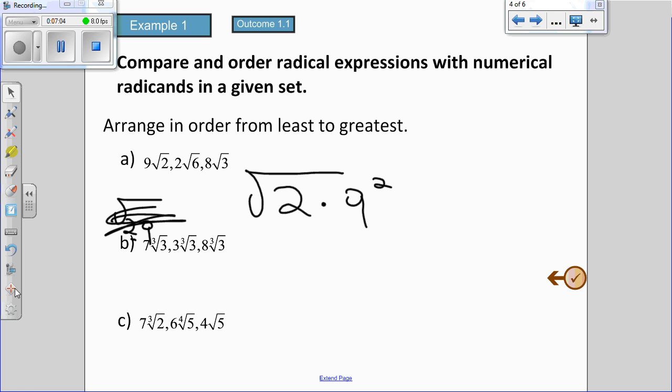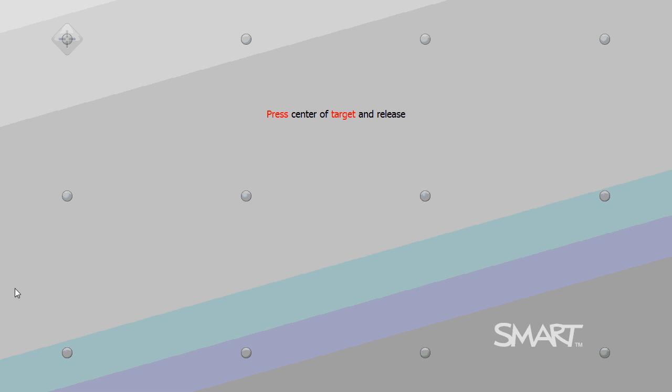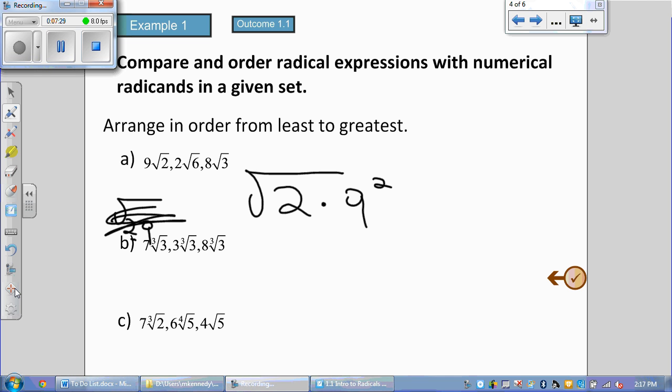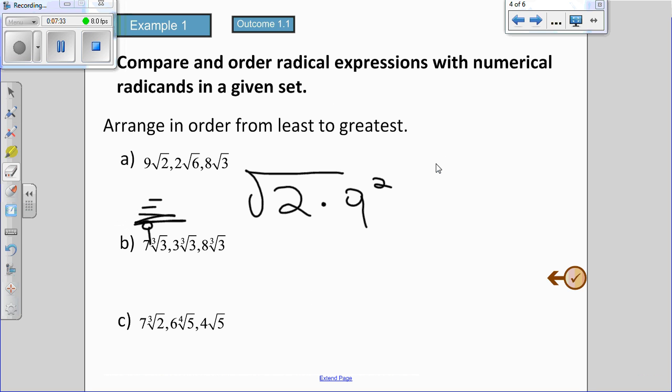I'll try to calibrate this thing real quick. Some better notes here.